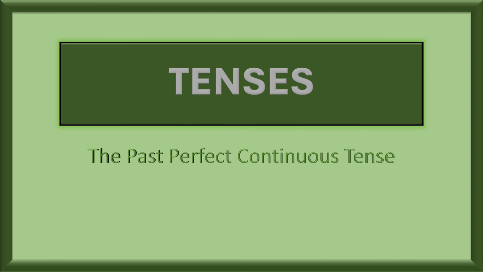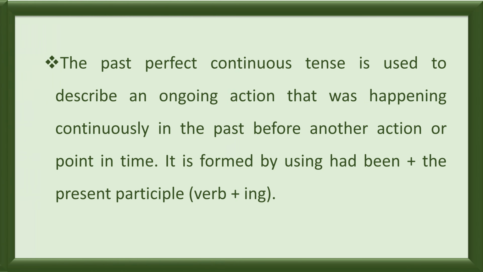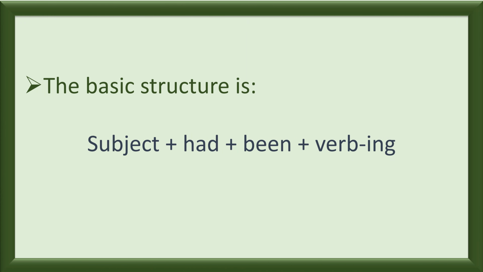The past perfect continuous tense. The past perfect continuous tense is used to describe an ongoing action that was happening continuously in the past before another action or point in time. It is formed by using had been plus the present participle, verb plus ing. The basic structure is subject plus had plus been plus verb-ing.